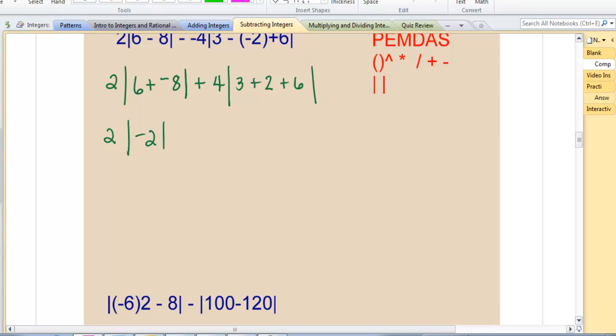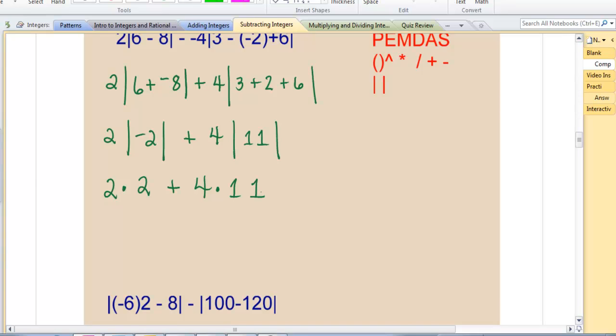Negative 2, correct. Then we have plus 4 times, so 3 plus 2 is what? 5 plus 6 is what? 11. So we have 4 times the absolute value of 11. Now the next step you need to show me is taking the absolute value of everything, so don't skip this step. So we're going to write 2 times the absolute value of negative 2 is positive 2, plus 4 times the absolute value of 11 is just 11.